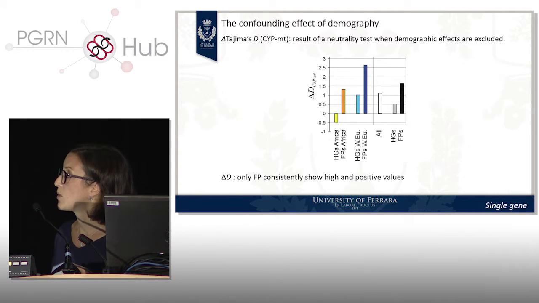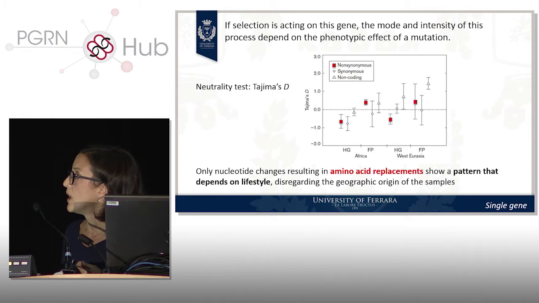And what we did here was to simply calculate the difference between the Tajima's D that we obtained for CYP2D6 and that we calculated for mitochondrial DNA, considering mitochondrial DNA as a neutral marker here. And we again observed that consistently in food producers, the signature was stronger and positive.